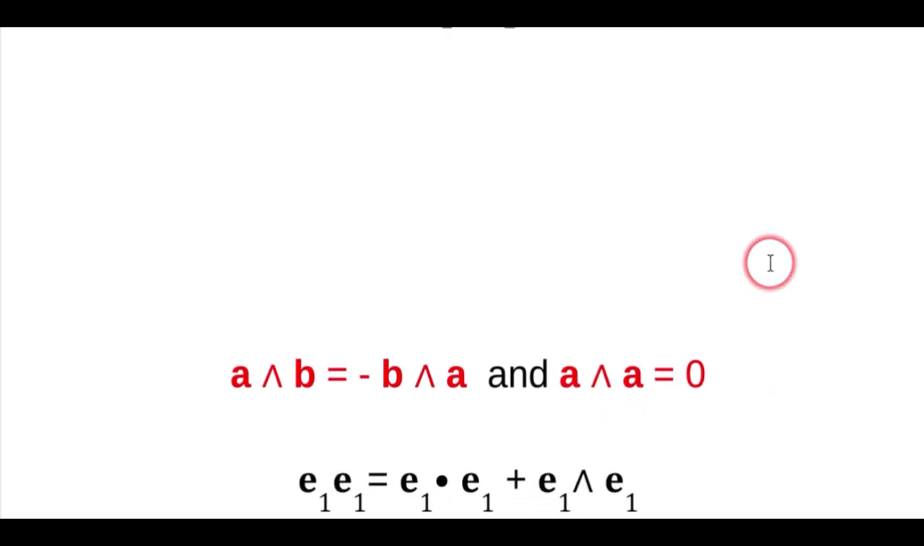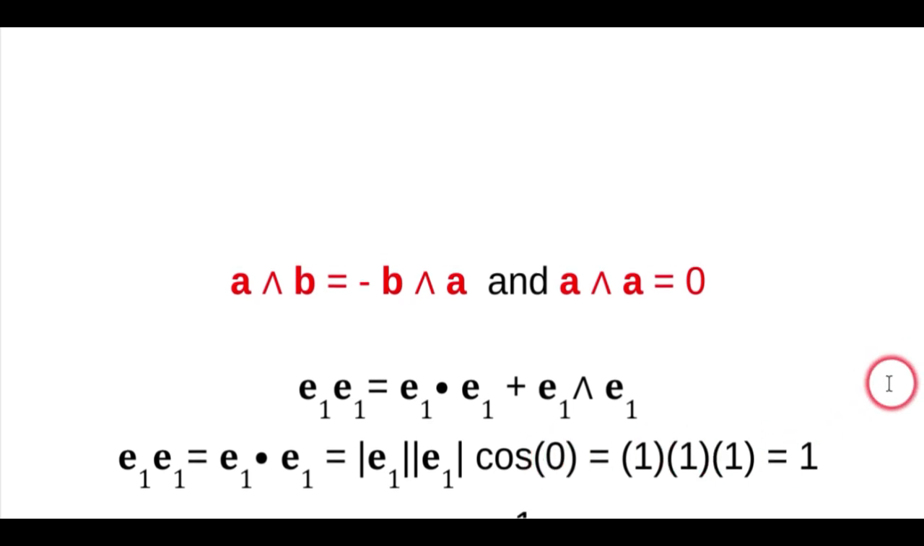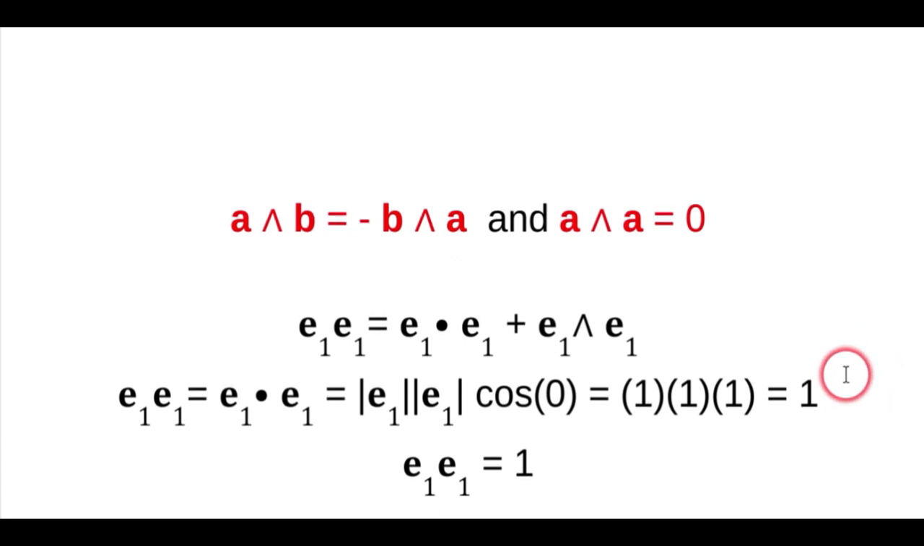All right. So let's start with just E1, E1. Now, these are an orthonormal basis of vectors, right? So already we see E1 wedge with itself, so that's gone. Now, what's the definition of the dot product? It's the magnitude of vector 1 times the magnitude of vector 2 times the cosine of the angle between them. Well, these are unit vectors, so that's 1 and 1. What is the angle between E1 and E1? Zero. They're on top of each other. So we just get 1. All right. So E1, E1 is equal to 1.